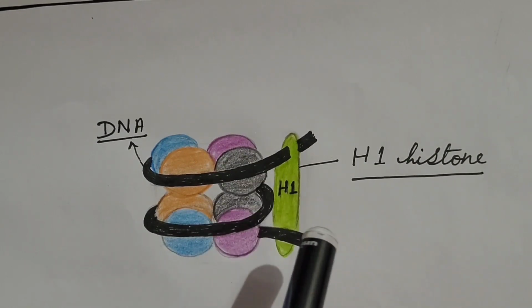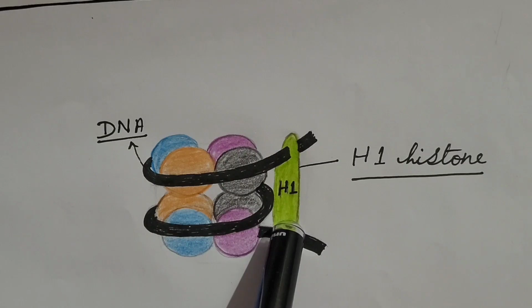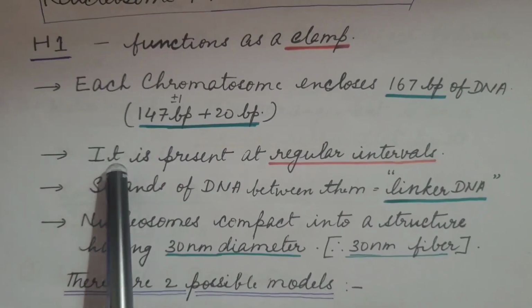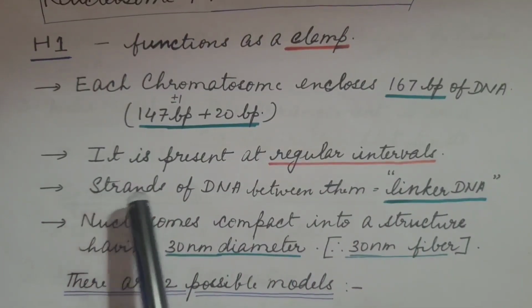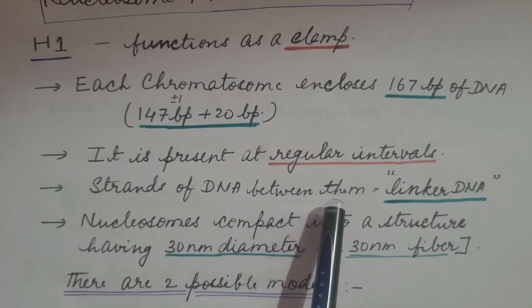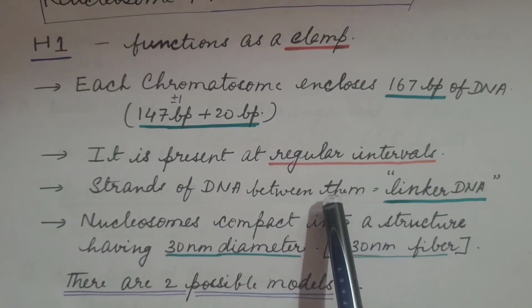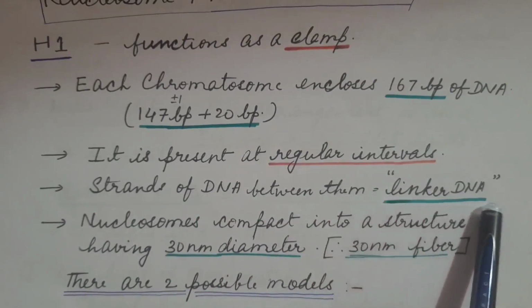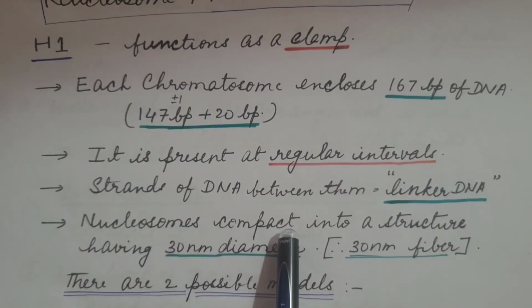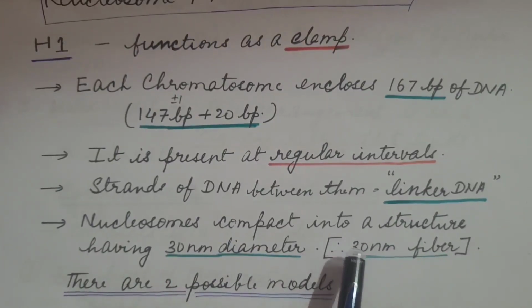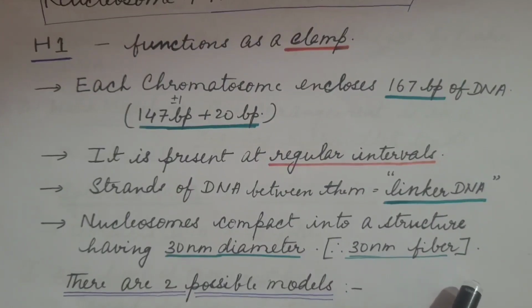Nucleosome plus H1 histone protein is known as chromatosome. Nucleosomes or chromatosomes are present at regular intervals. Strands of DNA between them, that is nucleosomes or chromatosomes, are known as linker DNA. Nucleosomes compact into a structure having 30 nanometer diameter. Hence, it is known as 30 nanometer fiber.